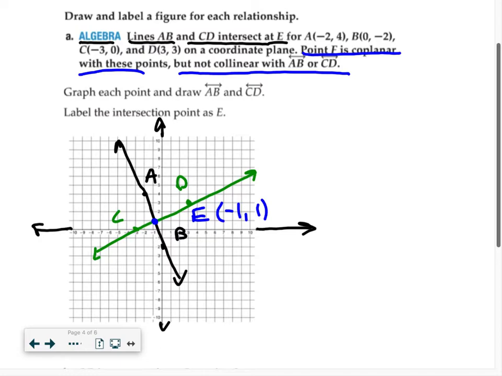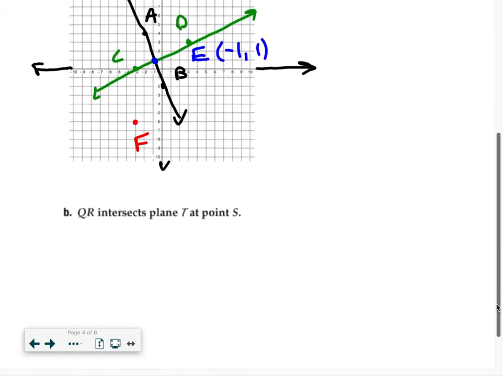So what's it mean to be coplanar? To be coplanar means you're on the same plane, so you're on the coordinate plane. Not collinear means not on either line. So just pick any point that is on the plane and not on either line. So you could say down here, F is coplanar. It's on the same plane. It's not on either line. So that takes care there of example 2.